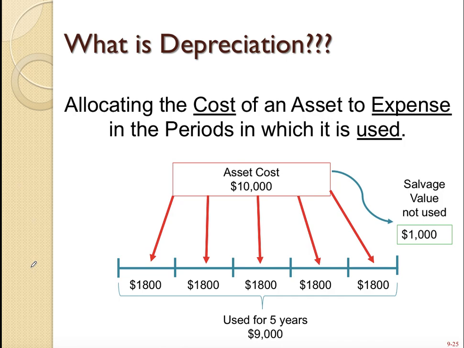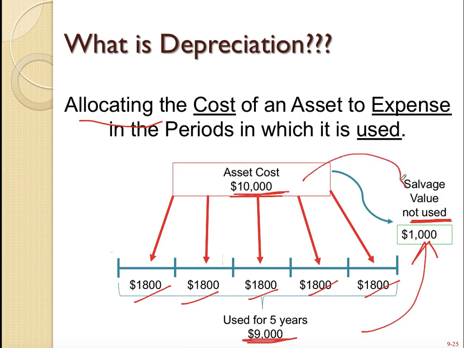So the way that would look, again, depreciation means allocating the cost of an asset to expense in the period in which it's used, is that we would say we use $1,800 every year for 5 years. That would come out to $9,000, leaving $1,000 left over as a salvage value. Because again, the salvage value is the portion of the cost that's not used, right? The cost was $10,000, but if we think we're going to get $1,000 at the end, then that means $1,000 wasn't used. So we only want to allocate the portion of the asset that is used.